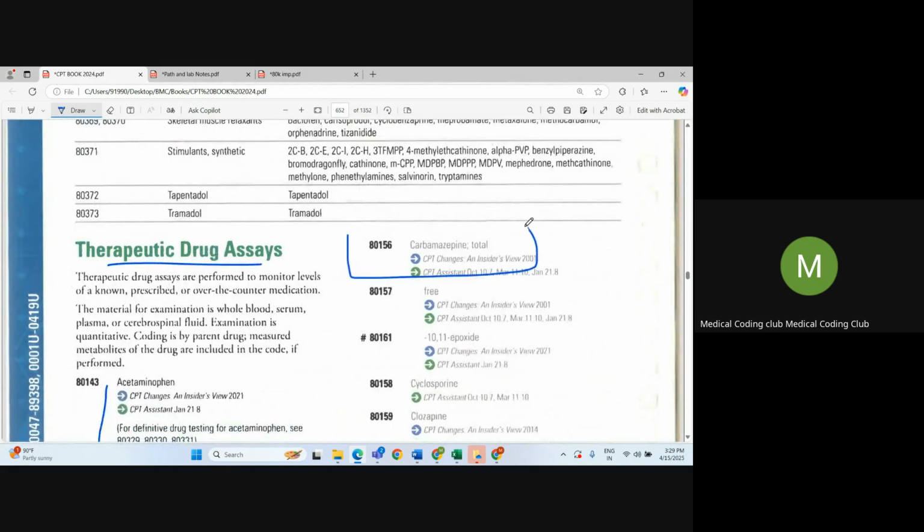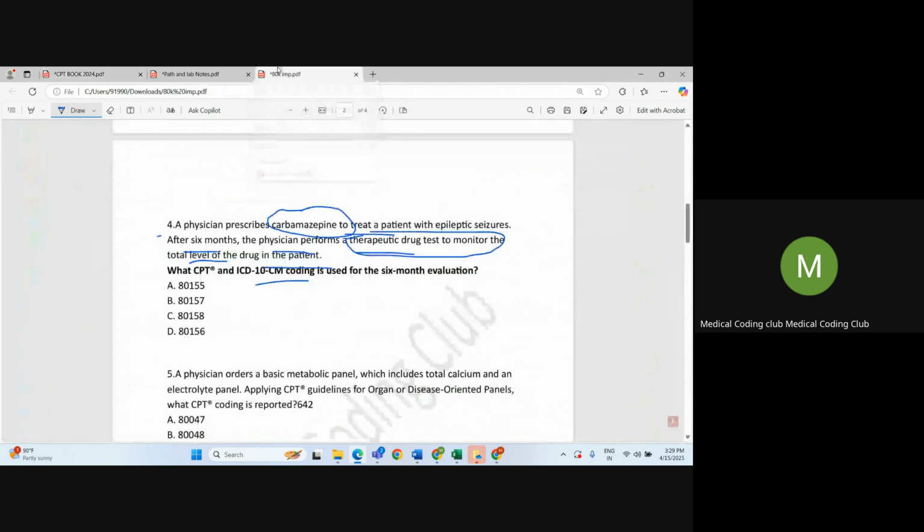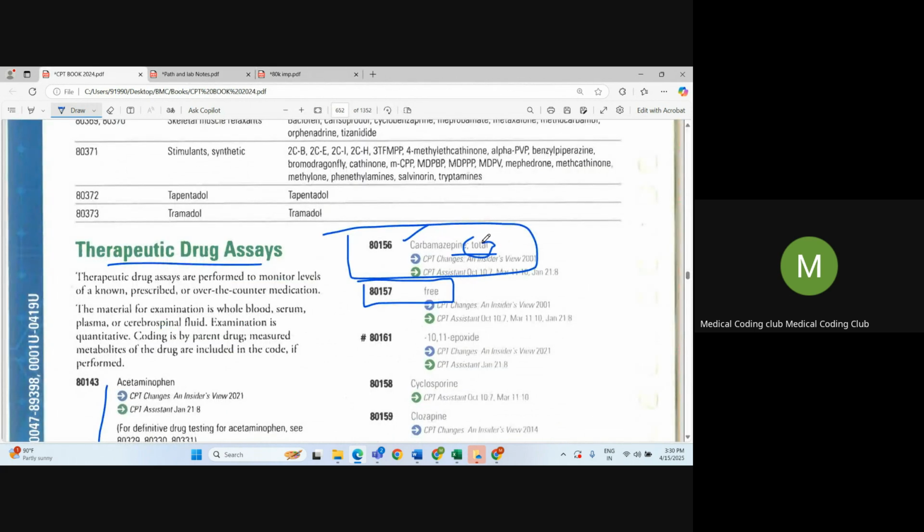So see here 80156, carbamazepine, total. 80156, and if they mention free, 80157. So they did not mention any specification, so you can just take it as total. Total level they have given, total level of the drug in the patient. So the answer should be 80156. Option D is correct. 80156 is correct.